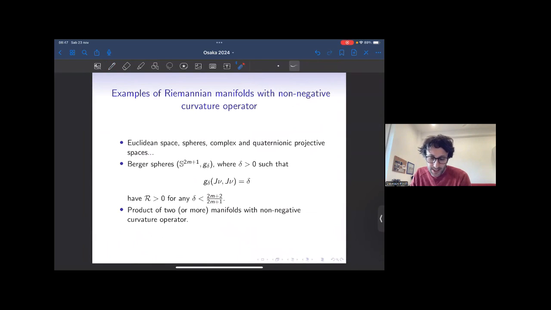Now, examples of Riemannian manifolds with non-negative curvature operator. There exist a lot: the Euclidean space, spheres, complex and quaternionic projective spaces, of course. If you want some more exotic example, we can take Berger spheres. So we are deforming by a parameter delta the usual round metric, and one can compute the curvature operator of such a new metric, and if delta is smaller than this quantity, the curvature operator is strictly positive. And of course, also the product of two or more manifolds with non-negative curvature operator is again a manifold with non-negative curvature operator.